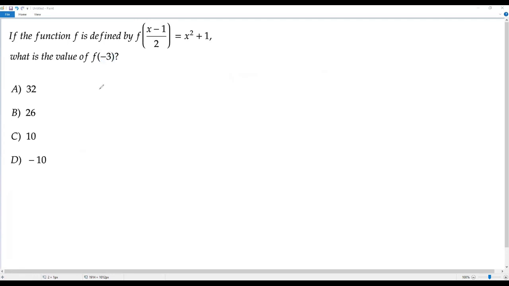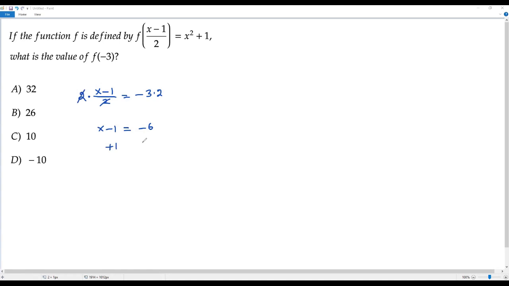Then we get an equation that is (x − 1)/2 = −3. Let's solve for x in this equation. Let me multiply both sides of the equation by 2. Then this 2 will cancel out. I am getting x − 1 = −3 times 2, which is −6.